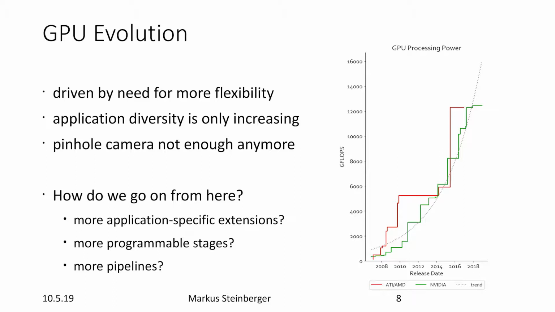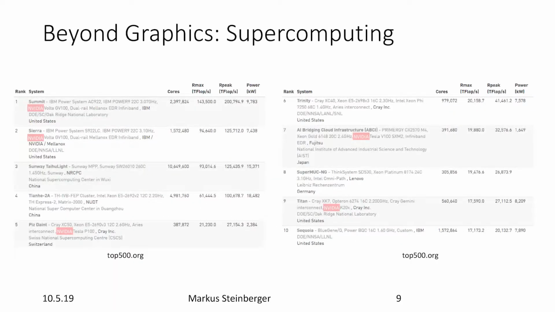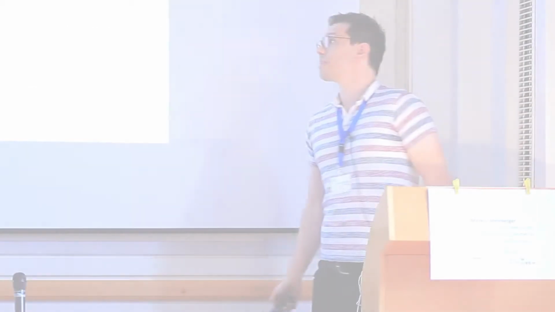And if we take a look at supercomputing, this is a list of the top 10 supercomputers. We can see that the first 2 and 3 of the top 5 are actually powered by GPUs, and 5 of the top 10 are powered by GPUs. Which means GPU computing in general is getting more and more important, also in the direction of supercomputing.